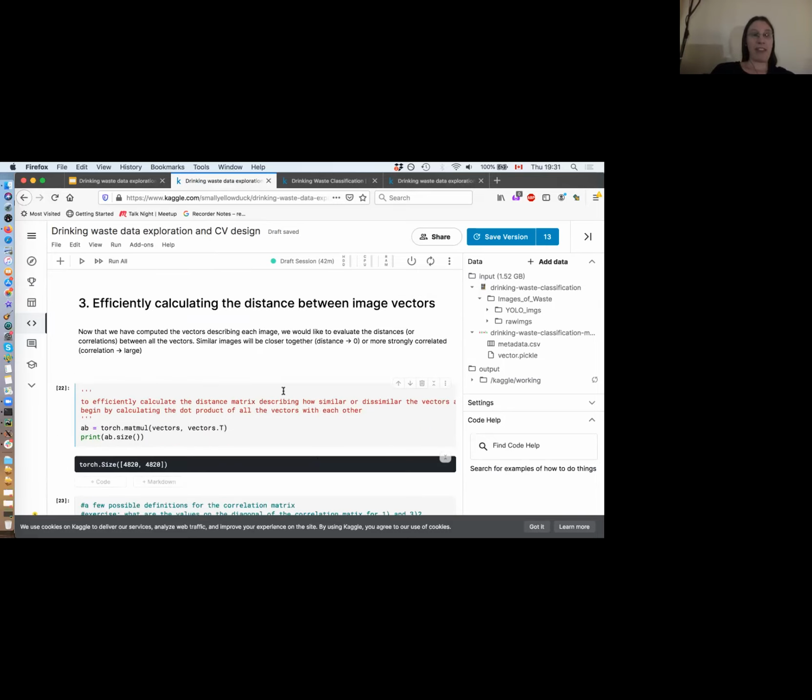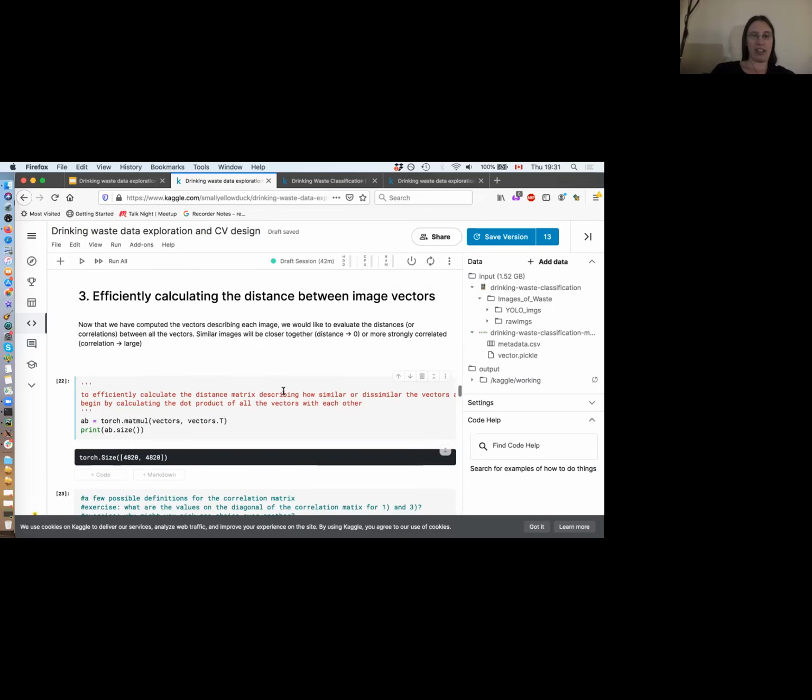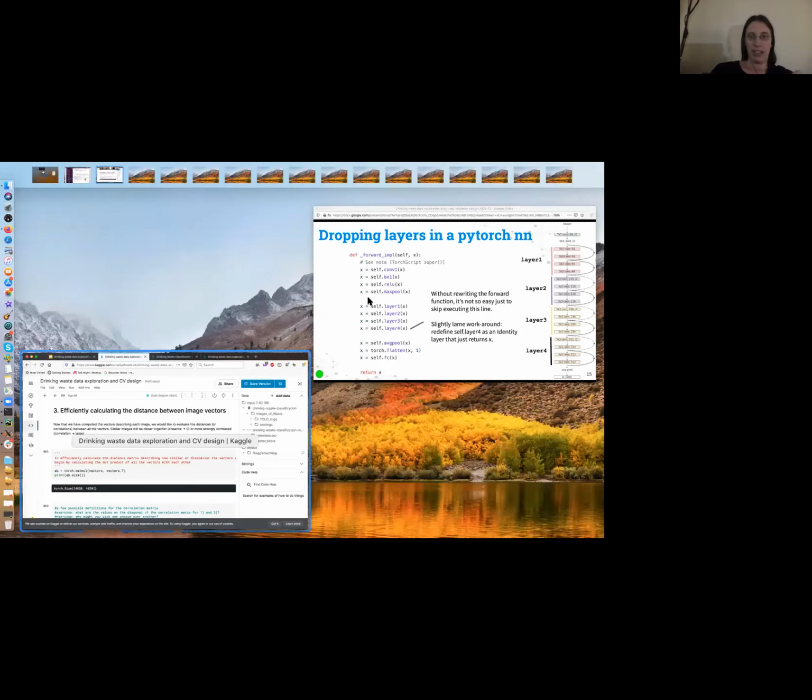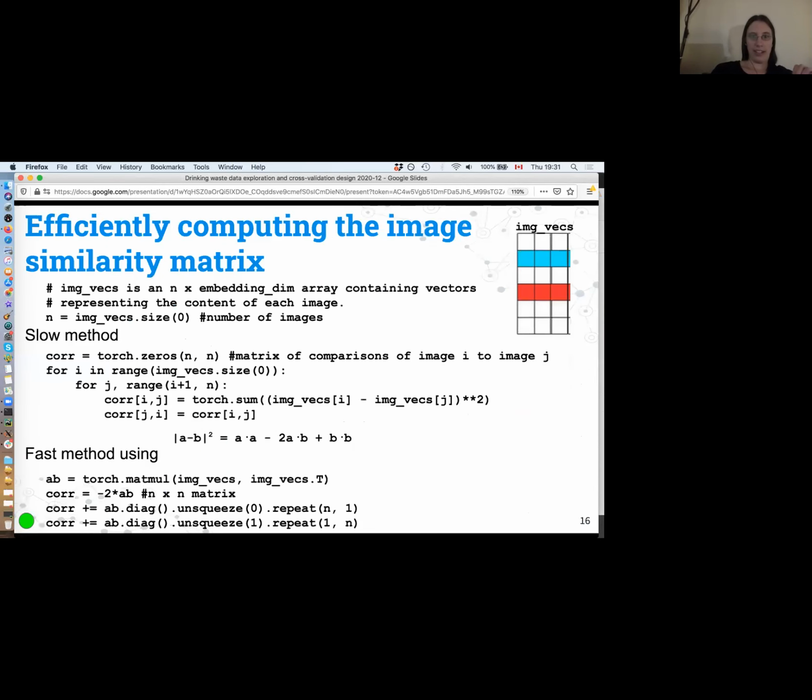Okay, so now we have the next problem, which is how to efficiently calculate the distance between image vectors. I'm going to switch back to the slides here. All right, so we have, I guess, an array of image vectors. Each row in this image vector array is a vector that's representing an image.